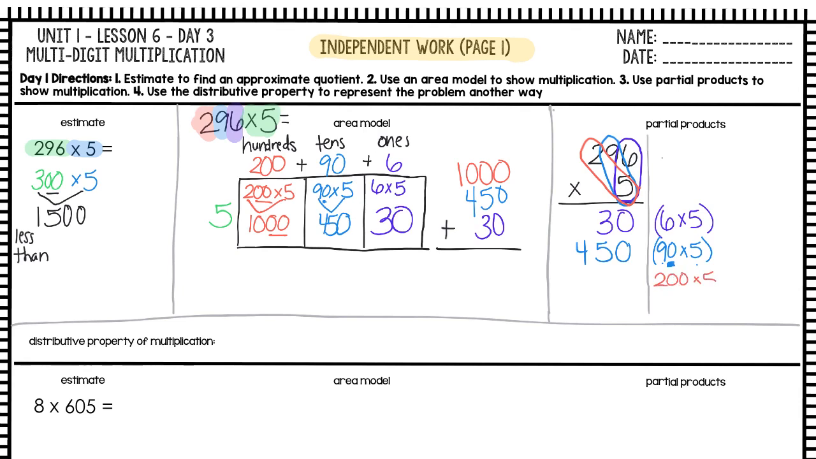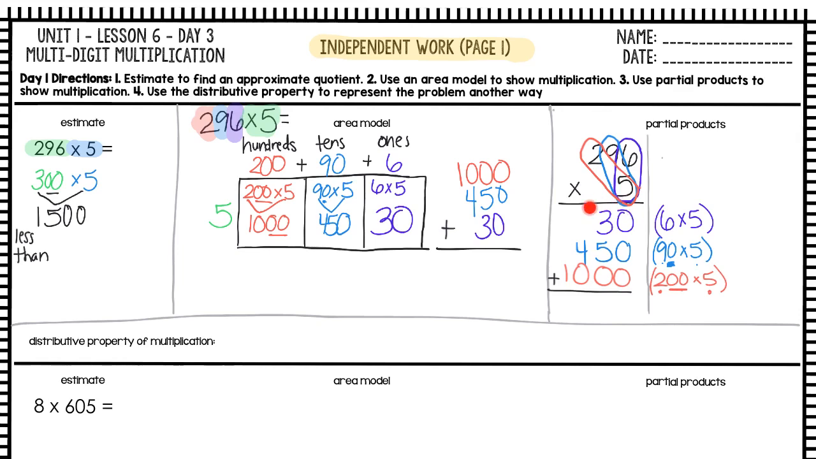200 times 5. Well, you can see I have 2 zeros, which will go in my ones and my tens place. And then I know 2 times 5 is 10. So the 0 and the 10 will go in my hundreds place, and the 1 will go in the thousands place. I'm going to add them up.